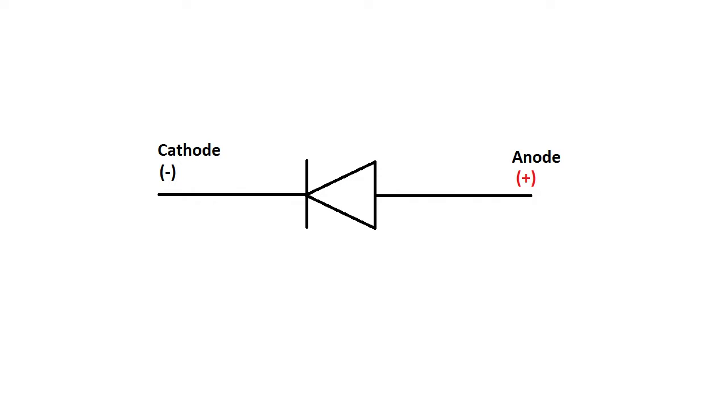So, here is the symbol of a diode. There are two sides, one called the anode and one called the cathode. The cathode is the negative side, which connects to the negative side of the circuit, and the anode is positive, which connects to the positive side of the circuit. This arrow denotes the direction of current which is allowed by this diode.